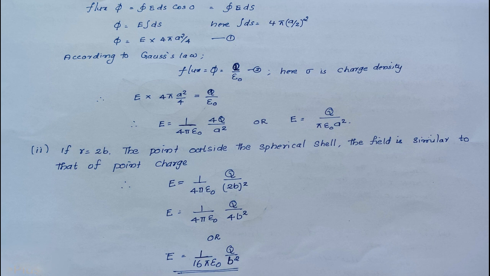Okay, it is given. So we need to find out the electric field at a point r is equal to 2b. So r here is 2b. So then we substitute. So we get the value E is equal to 1 by 4 pi epsilon 0 q divided by 4b square. Or otherwise we can write E is equal to 1 by 16 pi epsilon 0 q by b square. Okay, so this is the solution for this problem.